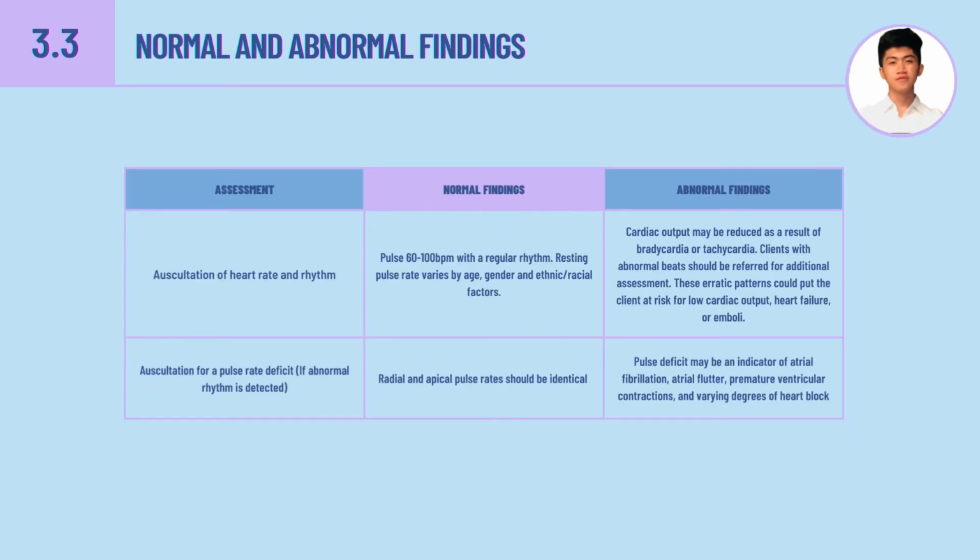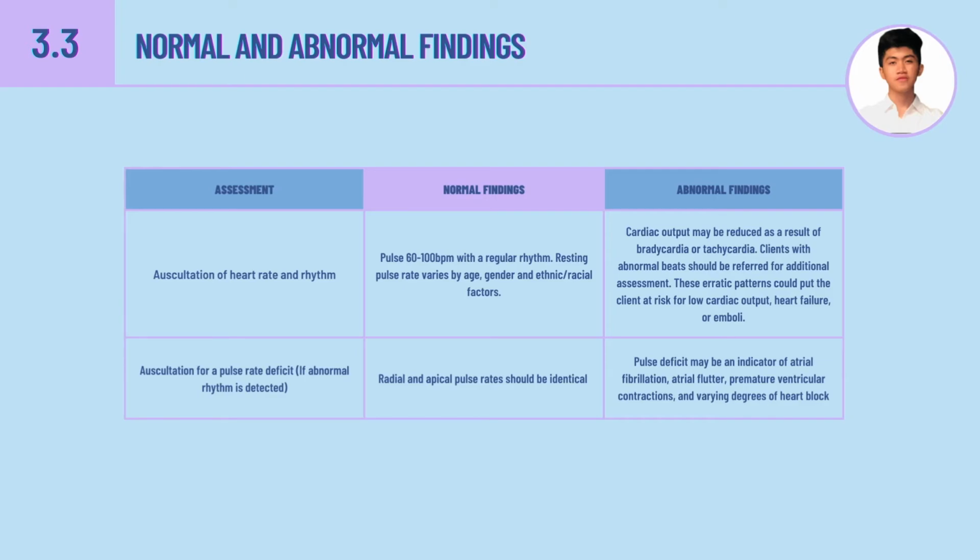In auscultation of heart rate and rhythm, the normal finding is a pulse of 60 to 100 beats per minute with a regular rhythm. Resting pulse rate varies by age, gender, and ethnic and racial factors. The abnormal finding is that cardiac output may be reduced as a result of bradycardia or tachycardia. Clients with abnormal beats should be referred for additional assessment. These erratic patterns could put the client at risk for low cardiac output, heart failure, or emboli.